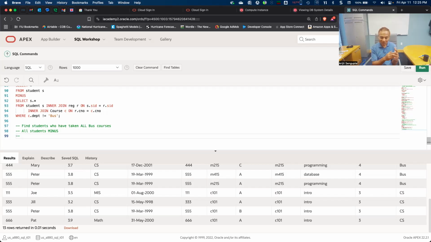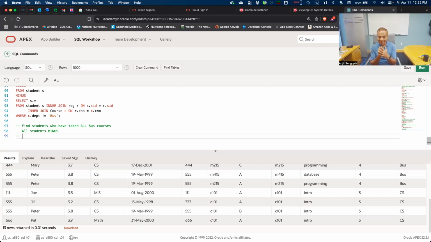I want to find the students for whom there is no other business course to take, right? So there is no business course for which there is no registration for that student. It turns out if you're doing a minus, that second part of the query is also non-monotonic. By doing a minus, we try to make sure that both sides of the minus are monotonic.